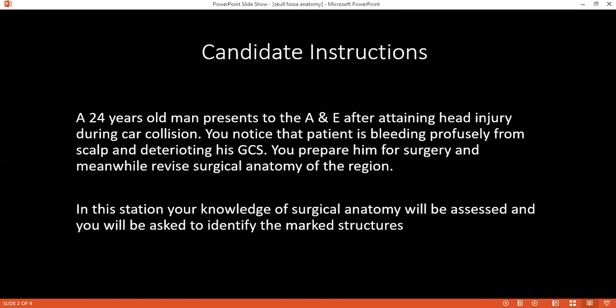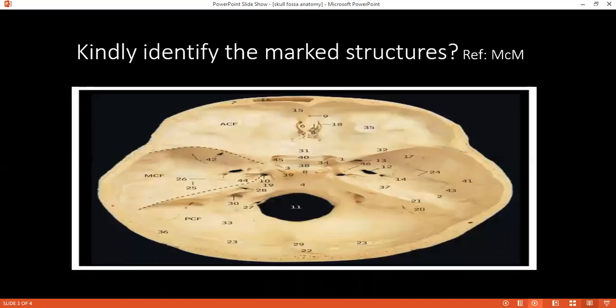Right now, if you have read and understood this surgical anatomy station, kindly tell me, what are you looking at? This is the inner surface of the base of the skull, showing the anterior, middle, and posterior cranial fossa. Very good. Can you please identify what this 11 is? It is the foramen magnum. What are the structures which pass through it?